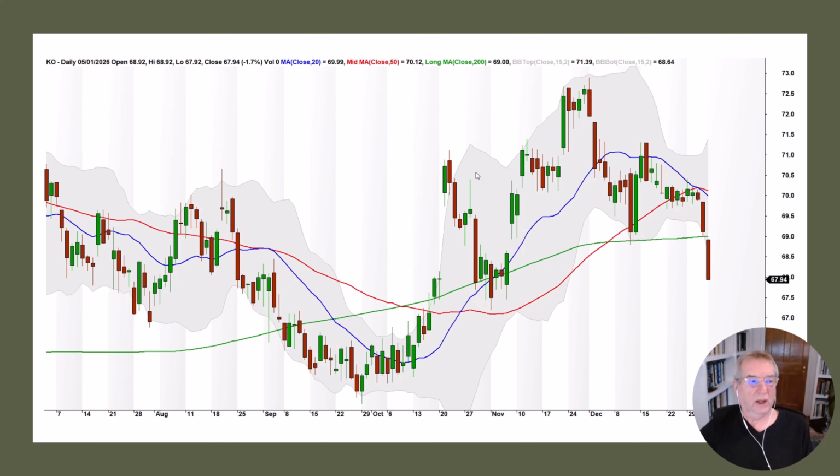Finally, to move away from the Ichimoku idea to just a more standard price chart, we can see here that we have for Coca-Cola a drop down below the Bollinger Band. These are the Bollinger Bands here, and we have a price drop below not only the bottom of the Bollinger Band chart, but we also see that the price action on the 5th of January dropped actually below this green line, which is the 200-day moving average.